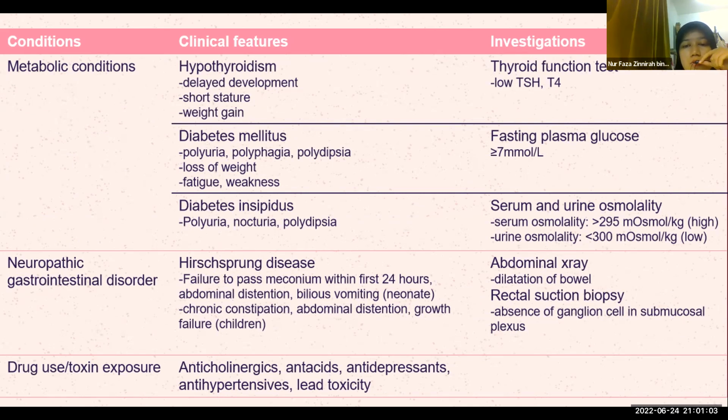The child can present with polyuria, nocturia, and polydipsia. We send for serum and urine osmolality, where there will be high serum osmolality and low urine osmolality.